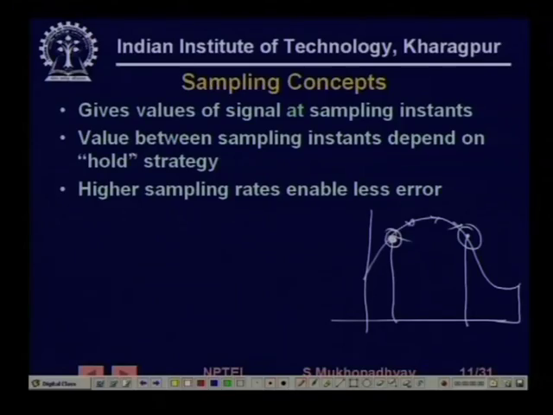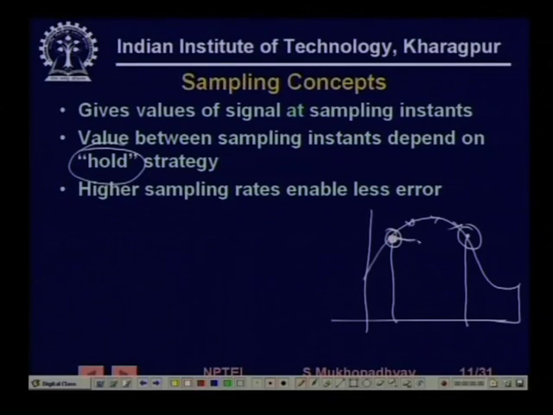I say the hold strategy because this hold is not the sample and hold, because the sample and hold will simply hold the signal, but when you are using the signals, for example, suppose you want to plot these signals on a graph. So, are you going to plot it as if this signal is held up to this point and then held up to this point and then comes down? Are you going to plot it like this, or are you going to plot it like this?